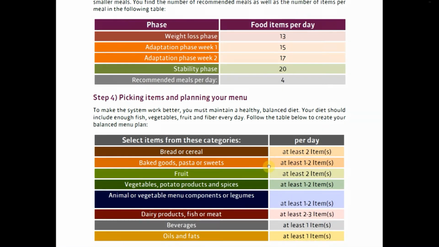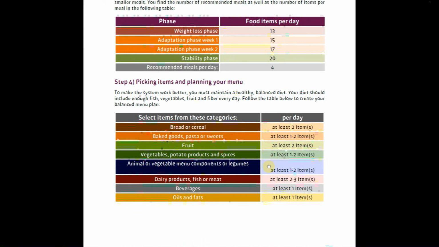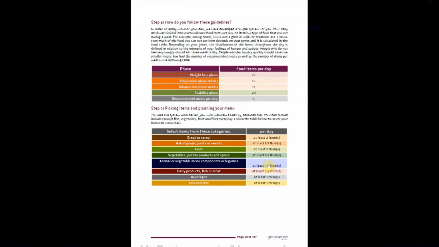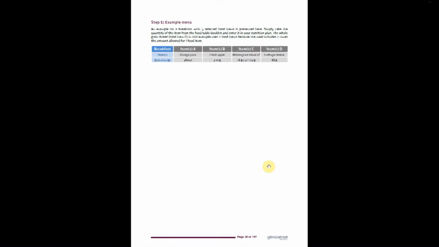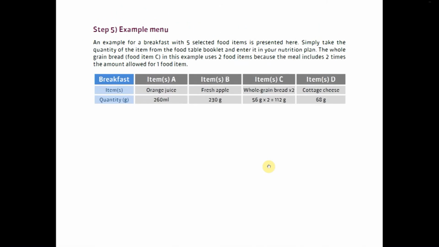All right, now let's look how a typical breakfast could look like. That's on the next page. So if you go here, you can see a typical breakfast that a person has decided to create for him or herself. Orange juice, one food item, that would be 260 milliliters for this person. A fresh apple, 230 grams. It's 1.5 apples probably. Then whole grain bread.